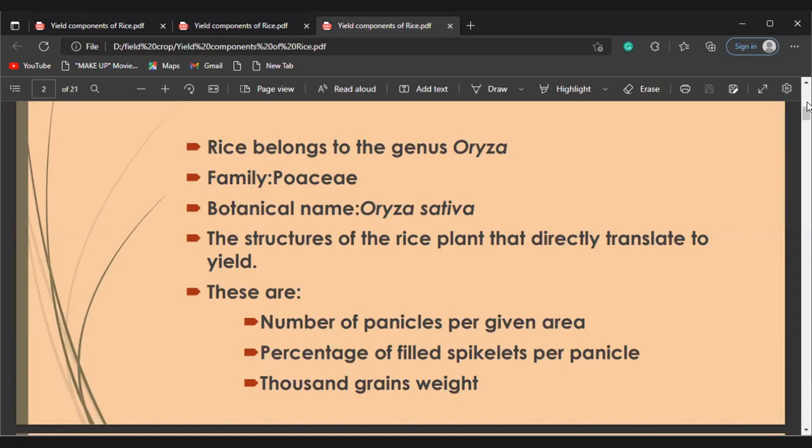Yes, unfilled. So the yield will be determined by the percentage of filled spikelets per panicle and the 1000 grain weight. What is 1000 grain weight? What do you understand by the 1000 grain weight? What is that? That is 1000 grain weight. Anyone?